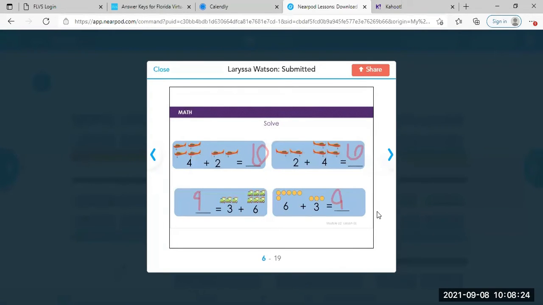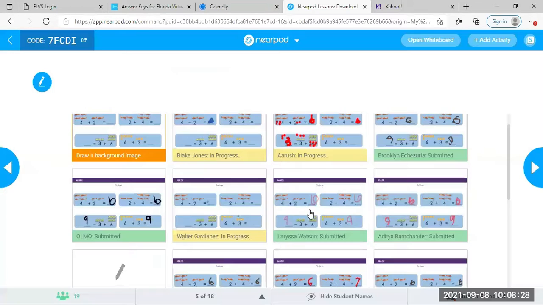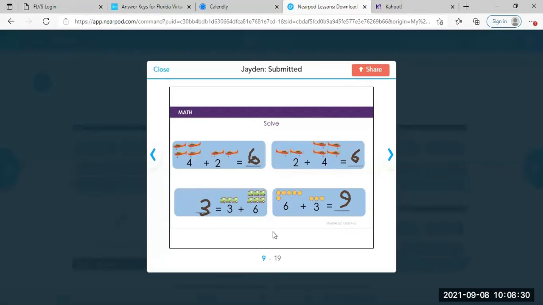Oh, look at Larissa's. Beautiful, I like her sums. That tells me you know how to count. Count on, add your models. Here is Jaden's. Whoa, look, I see something a little different here. Can you guys see this right here? Jaden, your sum came first in this problem. Isn't that weird? That they made the equal sign in the beginning.